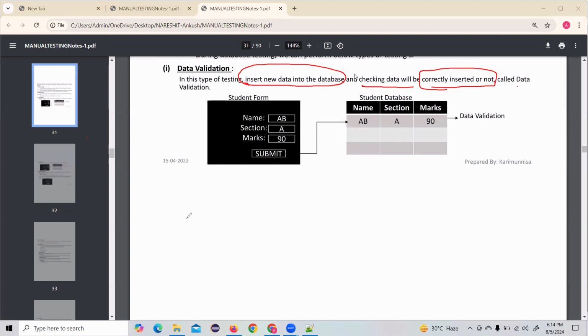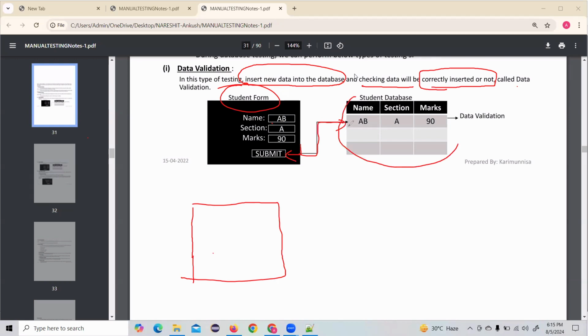For example, I have one form. Here it is a student form. What is the student name? AB. What is the section? A. How many marks? The moment I click on the submit button, the UI data will go where? Database layer. This is not UI or business logic; this comes under the database layer.